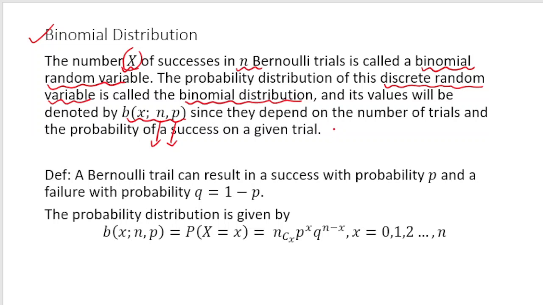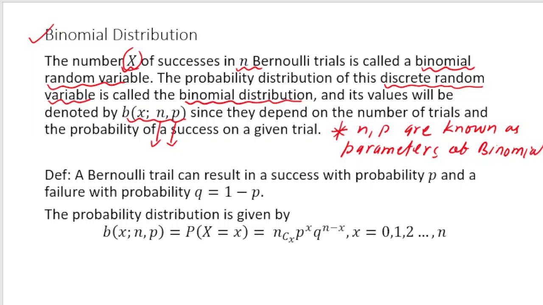Now it is important to remember that n and p are known as parameters of the binomial distribution, and they ask this. Because if we know n and p, we can find the probability of any number of successes, or calculate the probability for different values of the random variable. So that is why they are known as parameters. You will see in the binomial distribution there is a term q also coming, but q is not independent, it is dependent on p. So the values are denoted by b(x; n, p) since they depend upon the number of trials and the probability of success in a given trial.